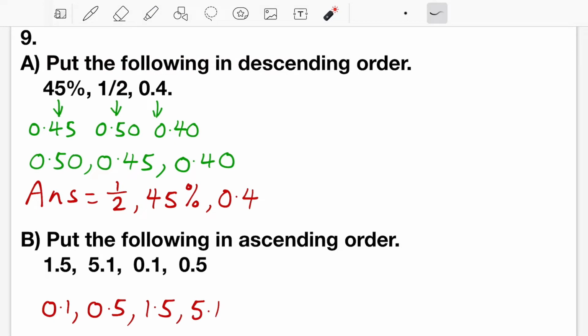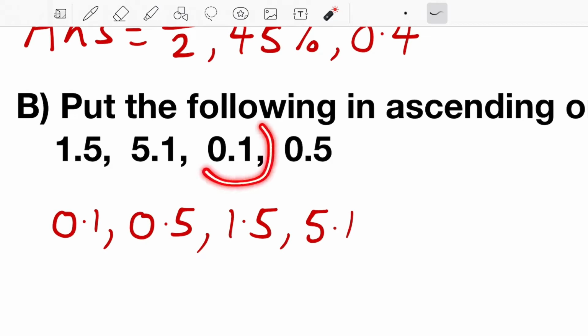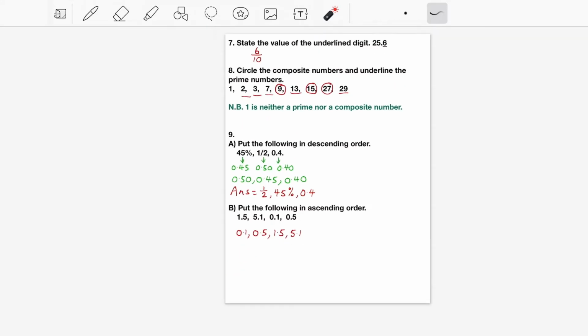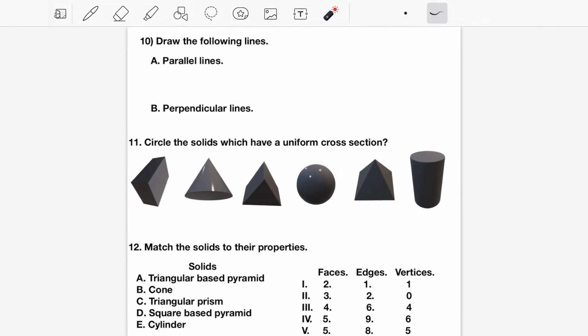Part B. Put the following in ascending order. So that's smallest to biggest. So the smallest number will be 0.1, followed by 0.5, then 1.5, and 5.1. So again, feel free to pause the video and make your own attempt before I show you my solutions.